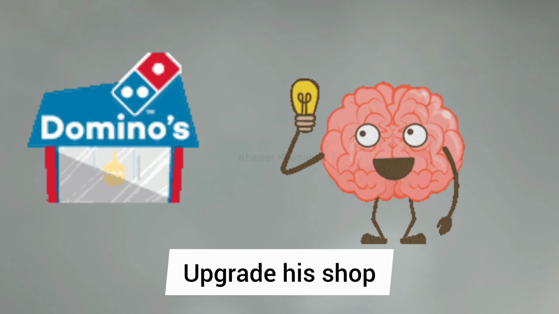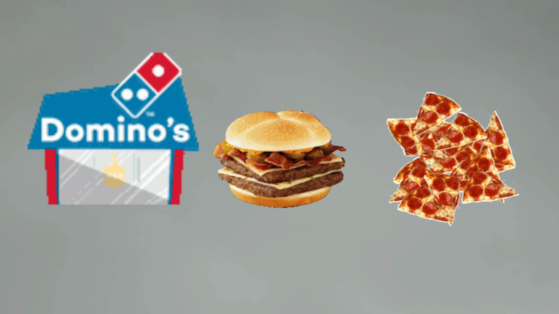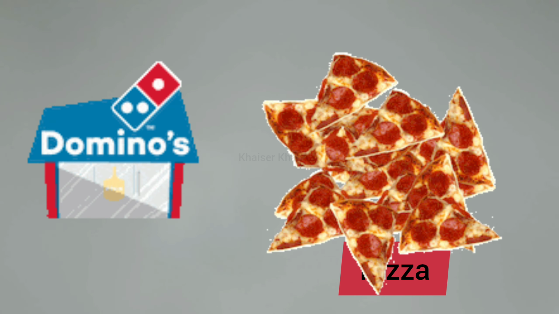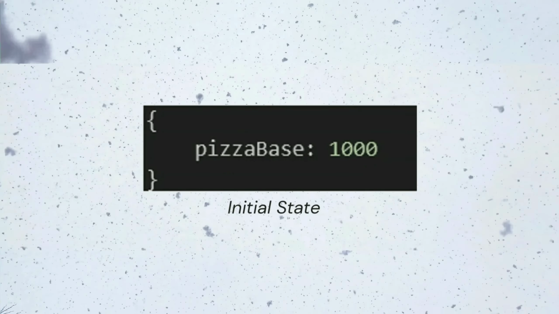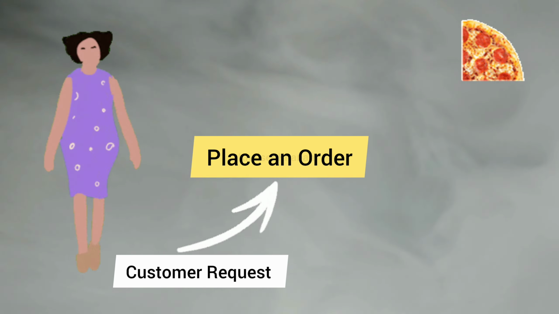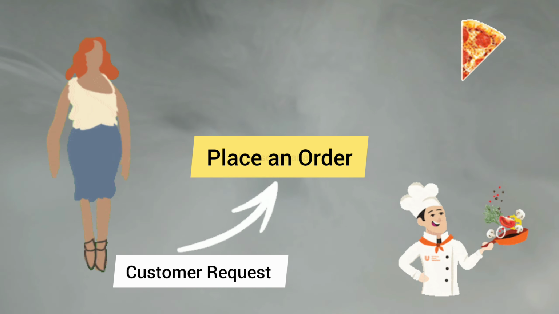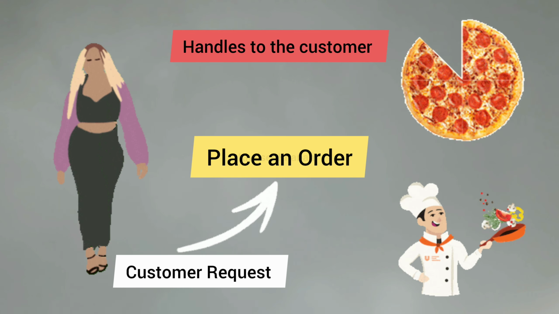So the shop owner decided to upgrade his shop and sell burgers along with pizza. Before, we only had a pizza shop which stores all the ingredients inside the kitchen. In our example, we considered our pizza base is stored inside the kitchen. The customer requests and places an order that they want pizza. Then the chef takes the request from the customer, gets the pizza base from the kitchen, bakes the pizza and hands it to the customer.